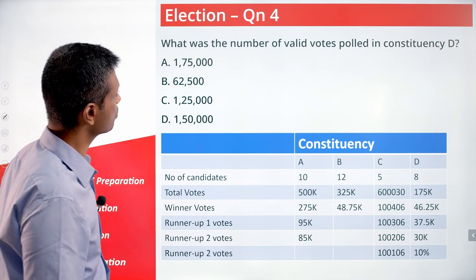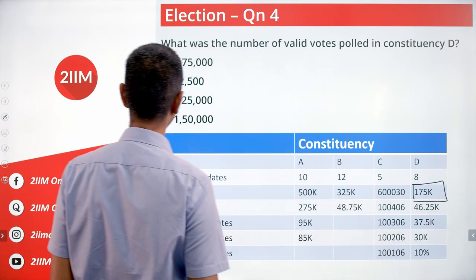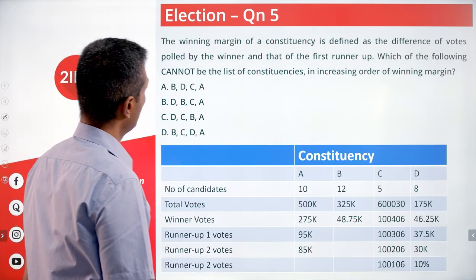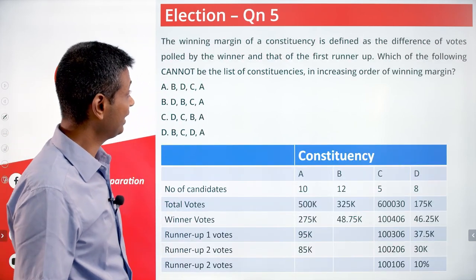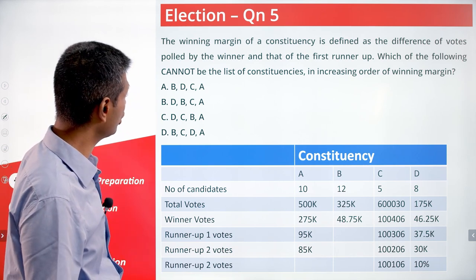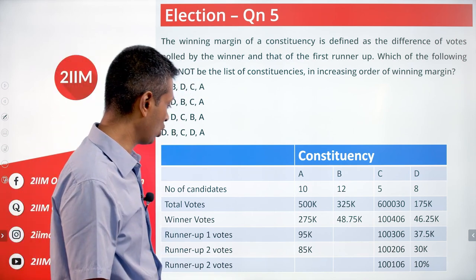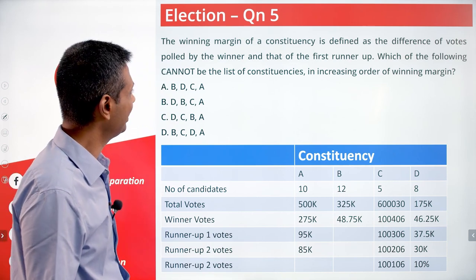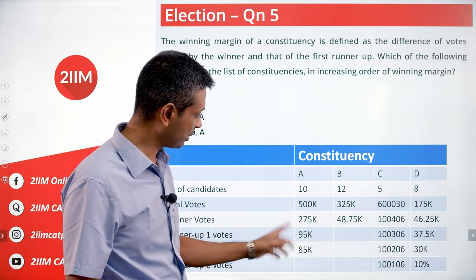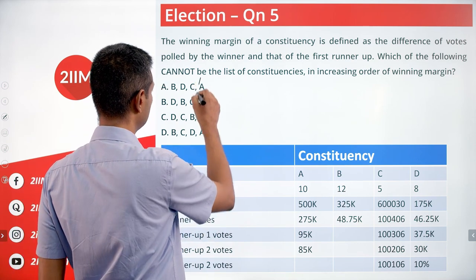What are the number of valid votes polled in constituency D? Got this. 175,000. Done. The winning margin of a constituency is defined as the difference of votes polled by the winner and that of the first runner-up. Which of the following cannot be the list of constituencies in increasing order of winning margin? Increasing order of winning margin. First of all, winning margin for A is huge. Gigantic. 275,000 minus 95,000. So just 180,000. A has got to be the last. Okay, that part is done.